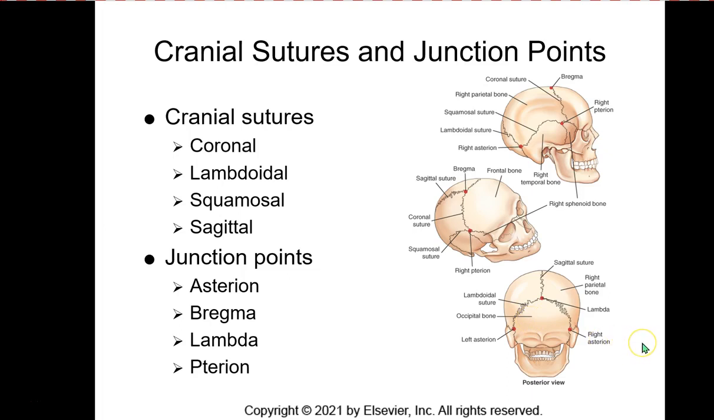The squamosal sutures separate the two parietals from their respective temporal bones. And you can see that here. Squamosal separates parietal from temporal on both sides of the skull. The sagittal suture separates the two parietal bones, and you can see that right here.